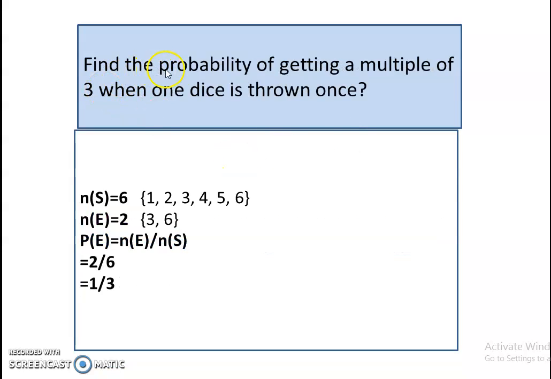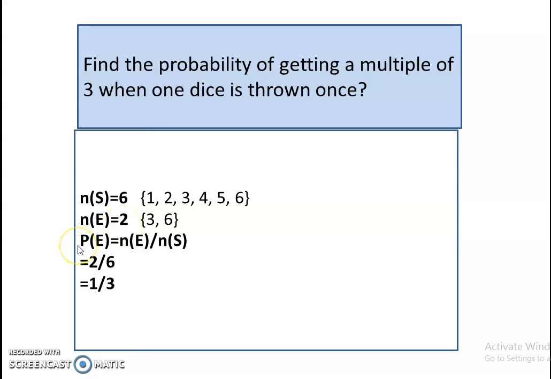Next question is, find the probability of getting a multiple of 3 when 1 dice is thrown once, right? So in this case we have 1 dice. In case of 1 dice, possible outcomes are 6. We can have 1, 2, 3, 4, 5, 6. So the number of sample space will be 6. Now here the event is getting a multiple of 3. From the sample space, multiples of 3 are 3 and 6. So the number of outcomes in favor of the event is 2.